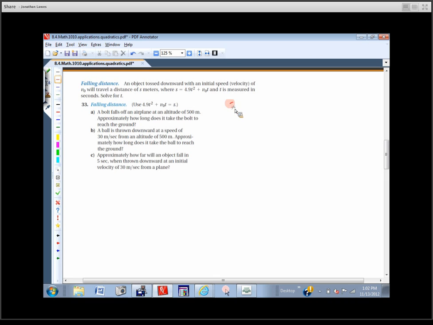This is a whole bunch of information. This is just how far. It's a distance. 4.9 t squared, that stands for time, plus v naught, that's called the initial velocity. In other words, that's how fast it was going to begin with. And again, a t, that stands for time.